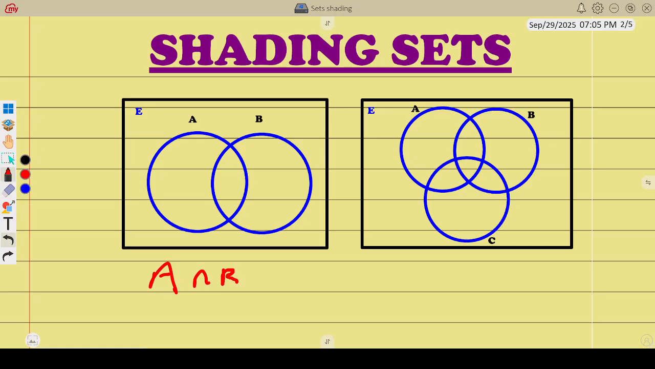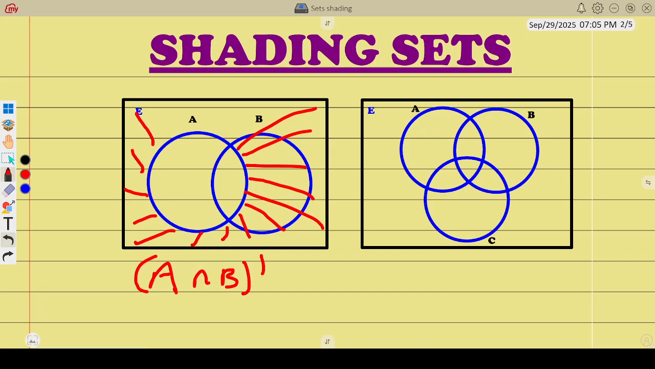What if they say A union B? I hope this will be hard. Complement simply means, you see this is A union B, but complement simply means outside. So you shade what is outside of A intersection B, just like this. This is our A intersection B. You shade outside of A intersection B, everywhere except the middle part.